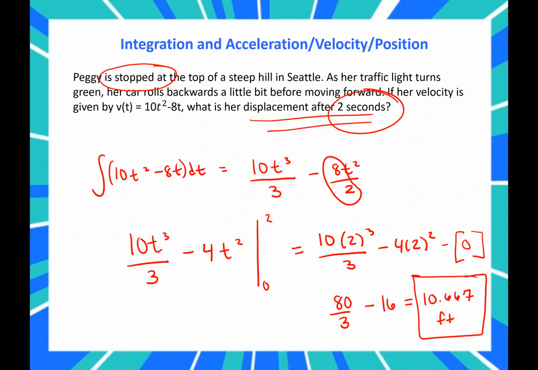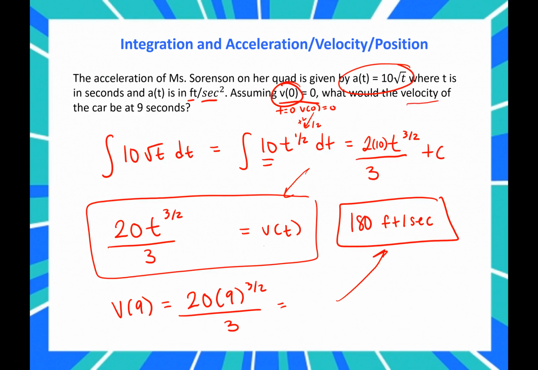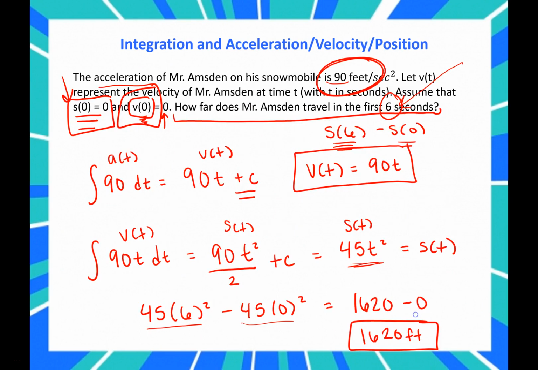Okay, so quick summary on this. If I ask you for displacement, you are finding your position function and you are plugging in both values of time equals 2 and 0 into that. If I ask you for the velocity, you integrate acceleration and then plug into your velocity function. If I ask you for how far does Mr. Amsden travel, you are going to find your velocity function, then find your position function, and then you're going to plug into that your beginning value and your end value.